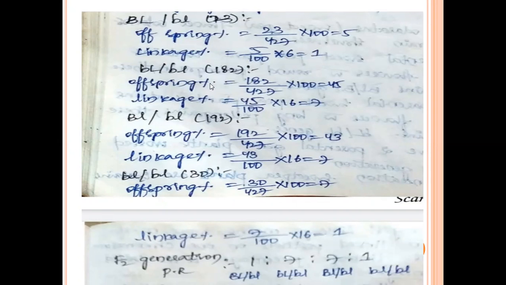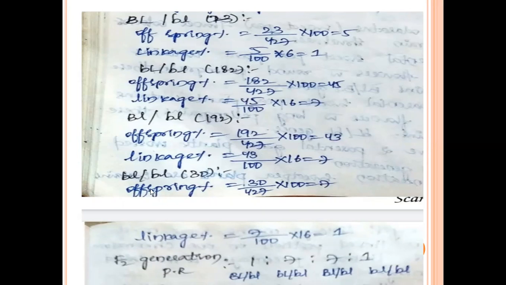Small b capital L plants developed number 182. Offspring percentage is equal to 182 by 427 into 100. The value is 45. It is inserted into the linkage percentage: 45 by 100 into 16. The value is 7. The next one is capital B small l, which developed 192. The offspring percentage is 192 by 427 into 100. The value is 43. It is inserted into the linkage percentage: 43 by 100 into 16. The value is 7.